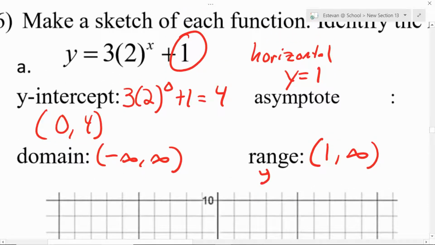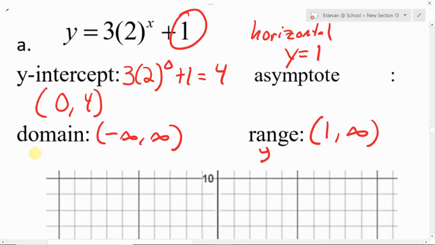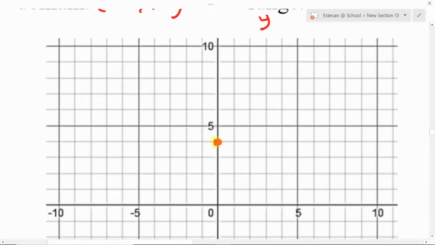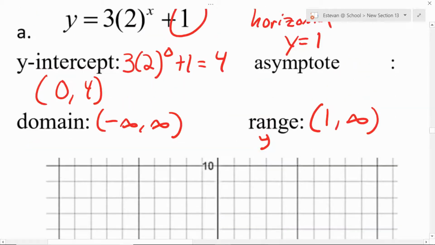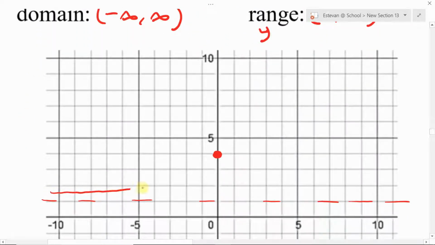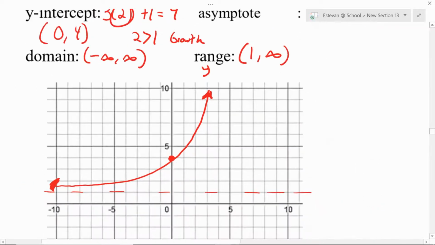Then, after all this information, we have to graph it. I'm given 0, 4 as a y-intercept. So right here will be 0, 4. We have a horizontal line at 1 to represent the asymptote. My base is 2. 2 is bigger than 1, so therefore it's a growth function. So it's going to be increasing. And we just make a rough sketch. And that will be good enough for the final.